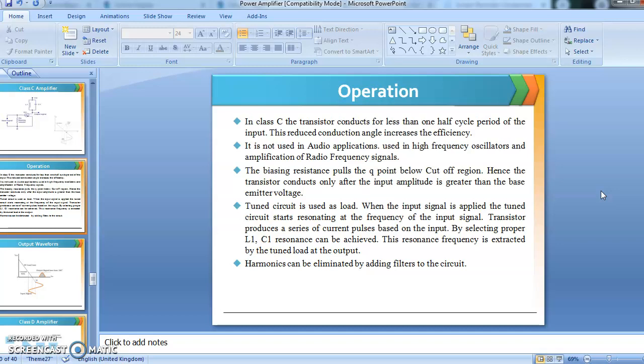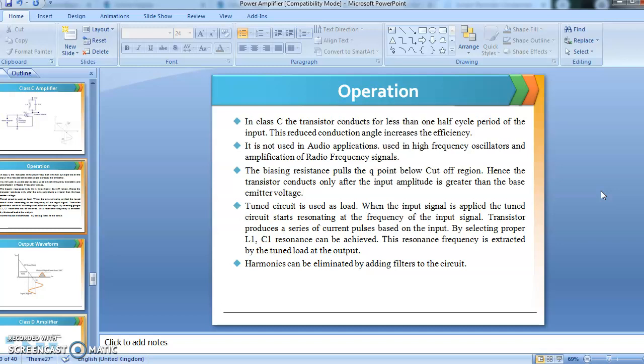The biasing resistance pulls the Q point below the cutoff region so that the transistor conducts only after the input magnitude is greater than the base emitter voltage. Next, the tuned circuit is used as a load. When the input signal is applied to the tuned circuit, it starts resonating at the frequency of the input signal. So the transistor produces a series of current pulses based on the input.